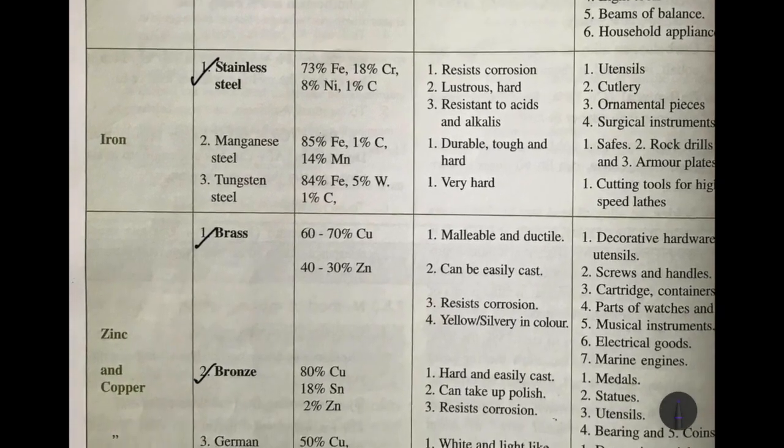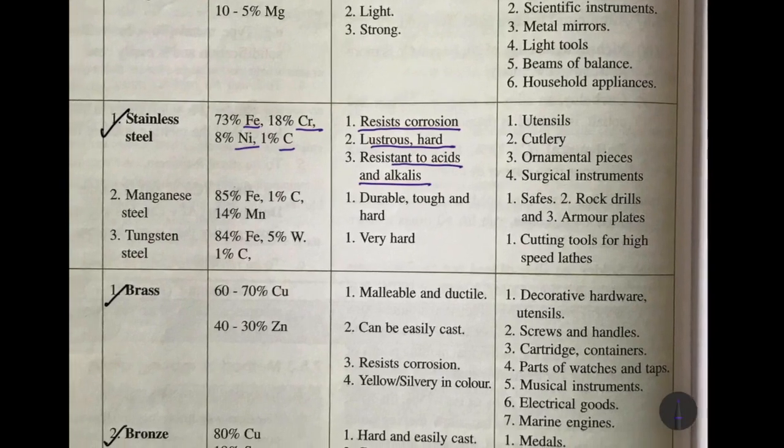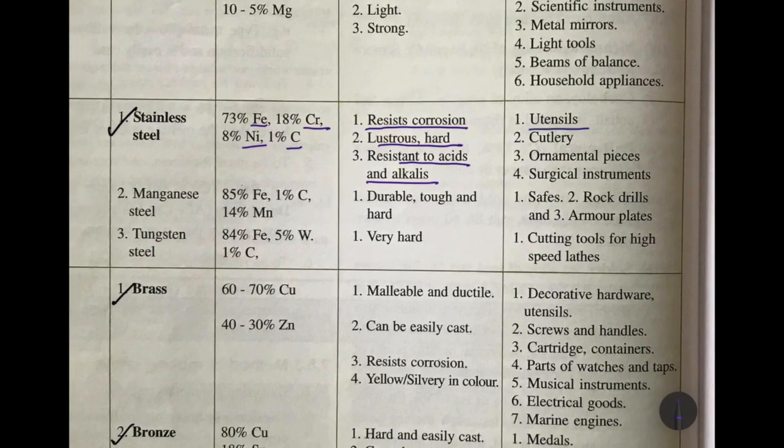Next is stainless steel. It is made up of iron, chromium, nickel and carbon. It resists corrosion, it does not get rusted, it is lustrous, shiny, and hard. All of you have seen stainless steel utensils at home. It is resistant to acids and alkali. It will remain shiny all the time. It is used to make utensils, cutlery, ornamental pieces and even surgical instruments.